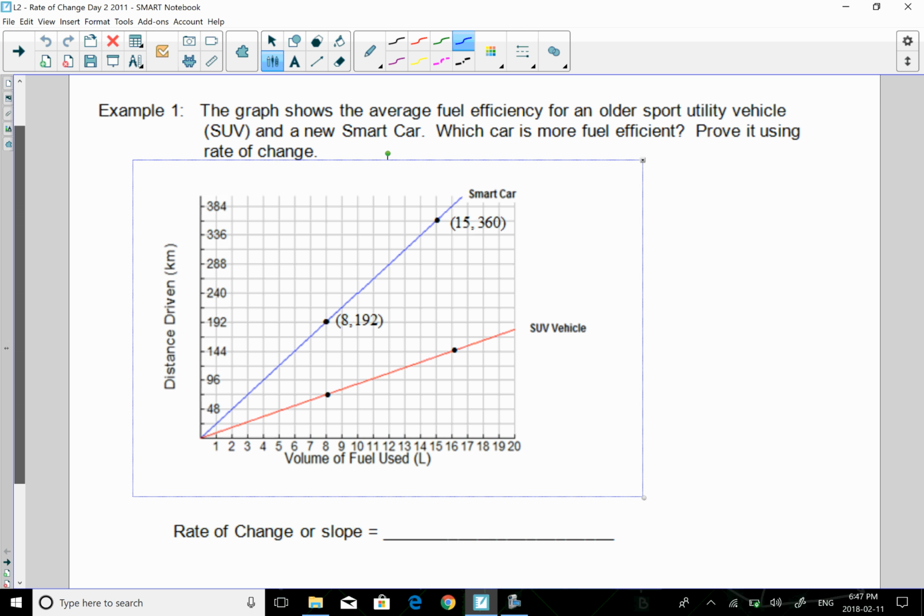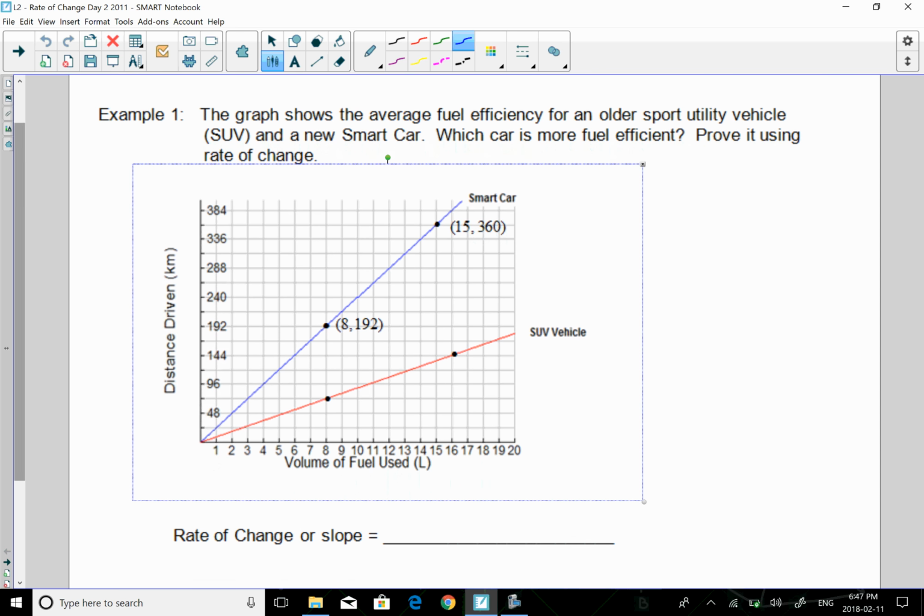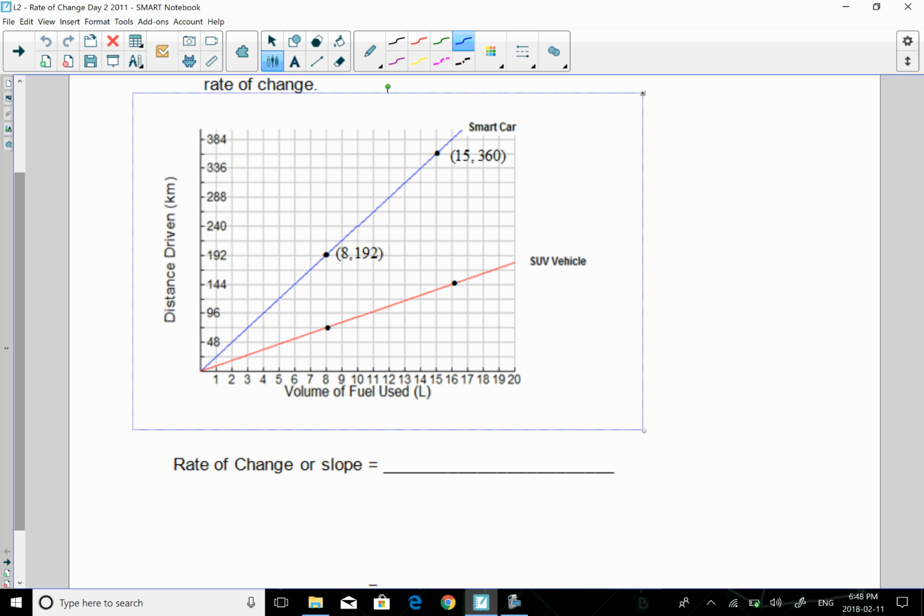The graph shows the average fuel efficiency for an older sport utility vehicle, SUV, and a new smart car. So smart car and SUV. We have the volume of fuel used versus how far it's gone, so the distance driven. Which car is more fuel efficient? If it's more fuel efficient, it's going to take less fuel to go further along. So less fuel per kilometer.